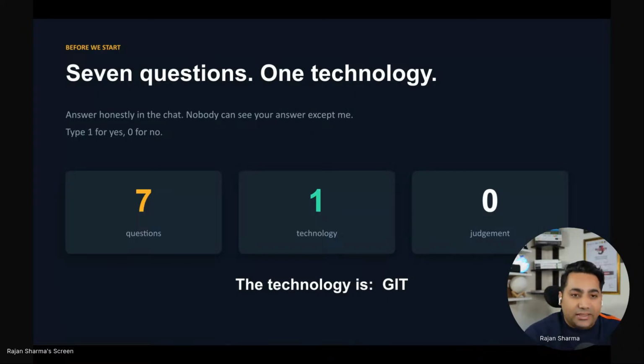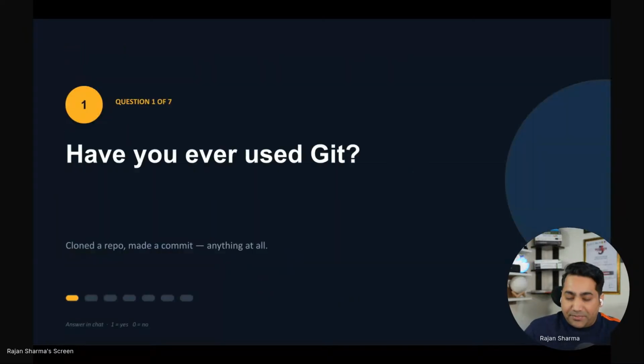The technology is Git, and I hope most people are already aware of what Git is. Git is the tool that is going to help us evaluate some conditions, based on the specific questions. Question number 1: have you ever used Git? Yes or no? Zero, one. If you like, you can share.